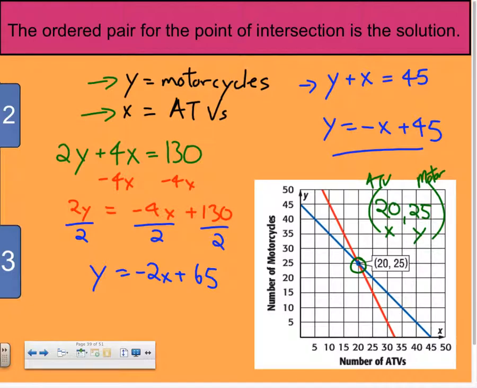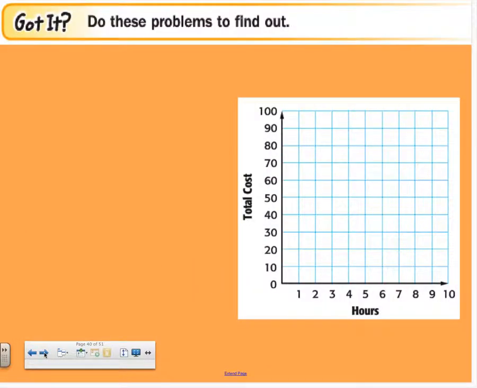Let's go ahead and see if you guys can handle that on your own and try the Got It problem at the bottom of page 235.